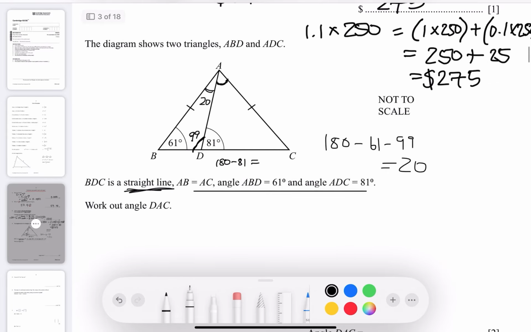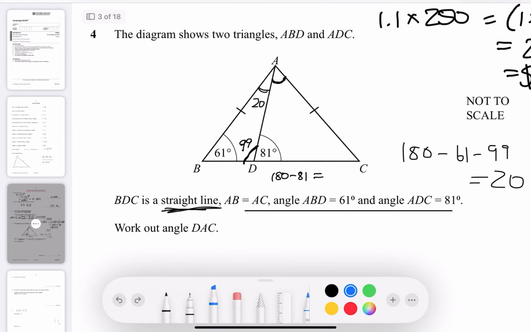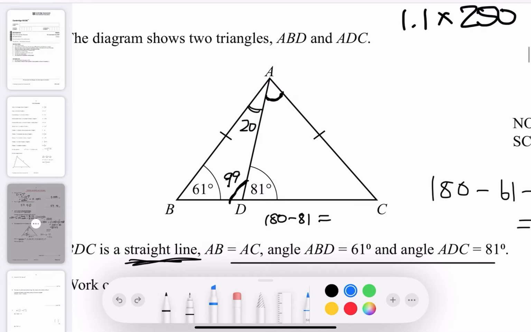So now, we're given that the side length AB is equal to side length AC. So then, the entire triangle ABC is isosceles. And in an isosceles triangle, the base angles are the same. Hence, this angle ABC is equal to angle ACB, which is therefore going to be equal to 61.